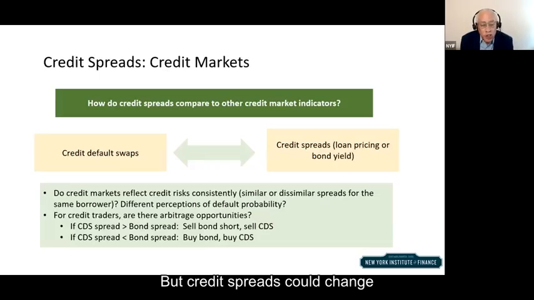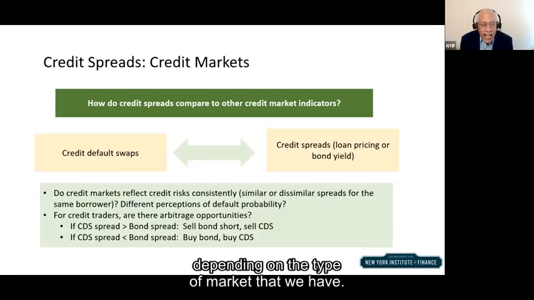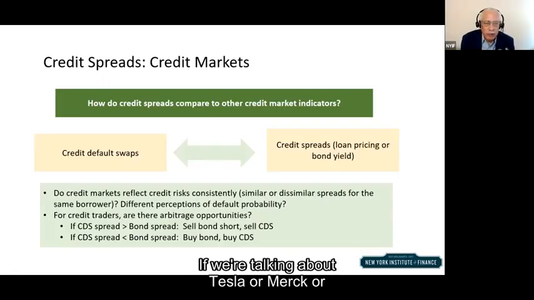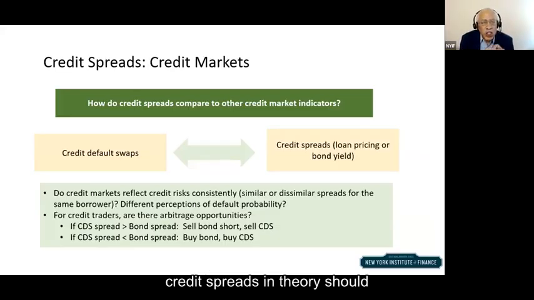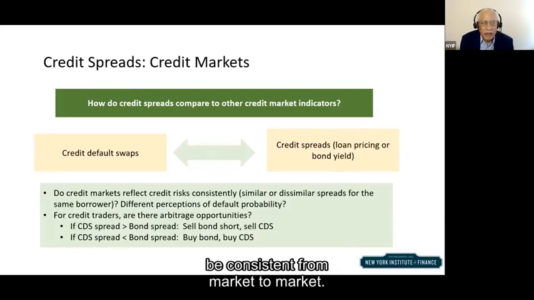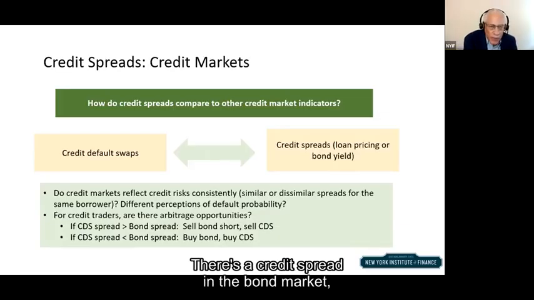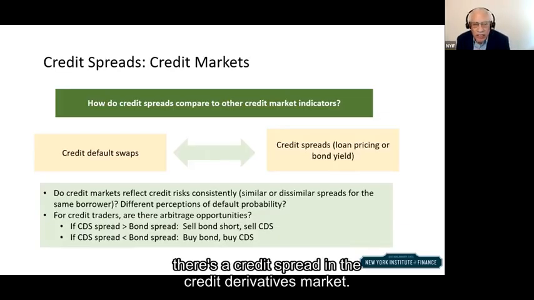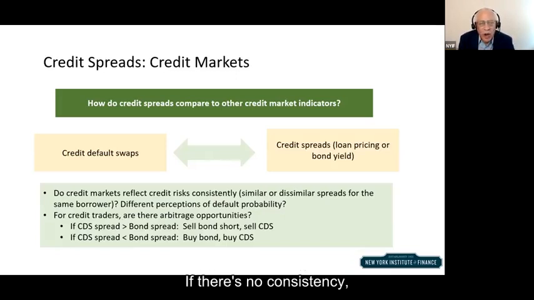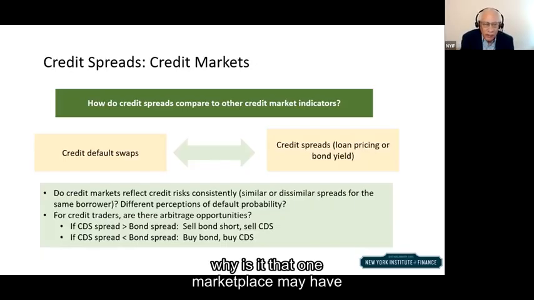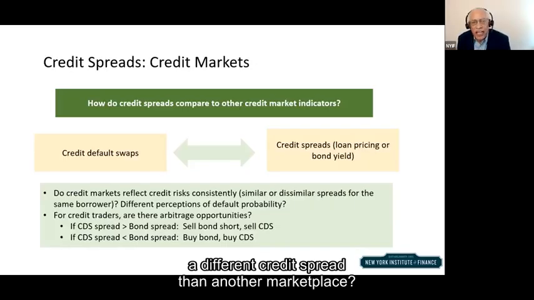But credit spreads could change depending on the type of market that we have. So if we're talking about Tesla or Merck or PepsiCo or Apple or Microsoft or whatever, credit spreads in theory should be consistent from market to market. There's a credit spread in the bond market, there's a credit spread in the loan market, there's a credit spread in the credit derivatives market. And so do credit markets reflect consistency in spreads? And if there's no consistency, why is it that one marketplace may have a different credit spread than another marketplace?